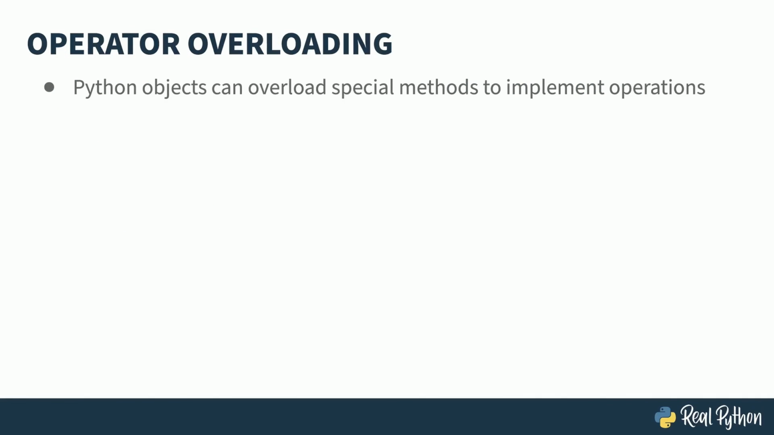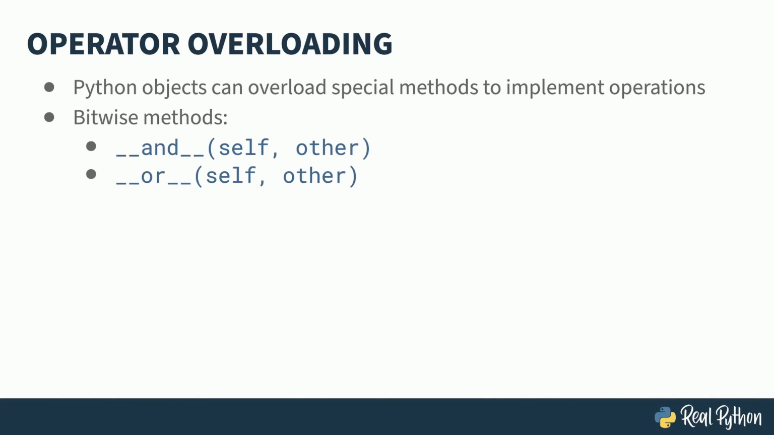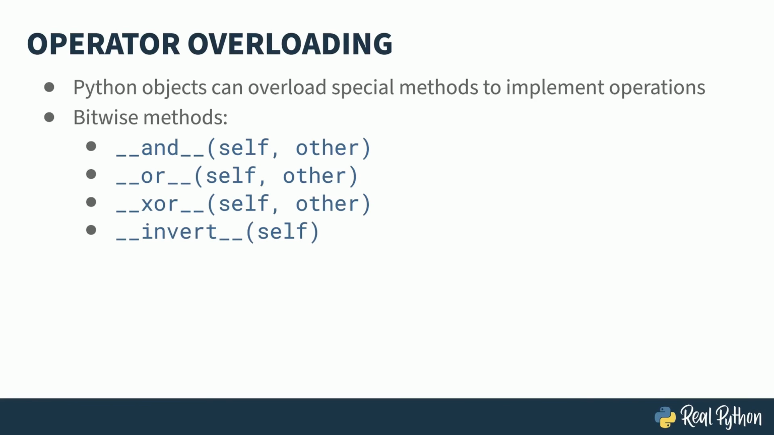Everything in Python is an object. All the interactions between objects that look like operations, adding, subtracting, comparisons, etc., are actually mappings to special methods on those objects. These special methods all start with double underscores, sometimes referred to as dunder. For bitwise operators, the special methods are dunder and, dunder or, dunder xor, and dunder invert. Let's go play with these in the REPL.